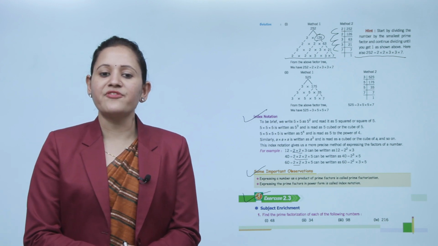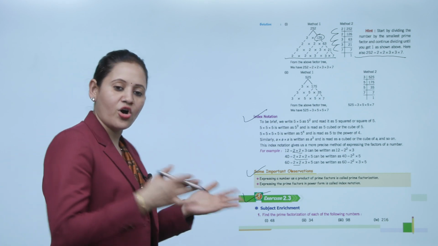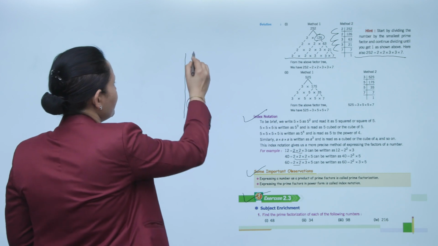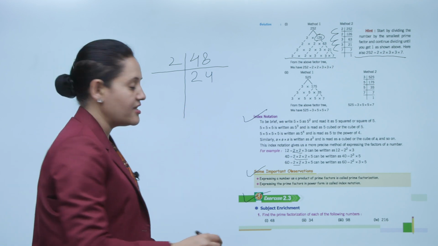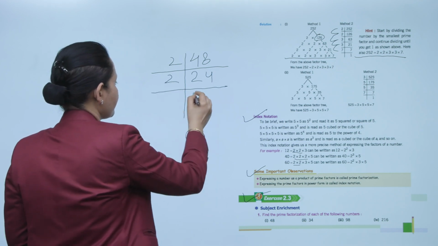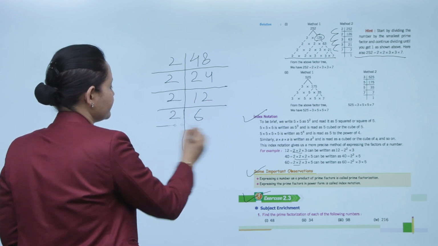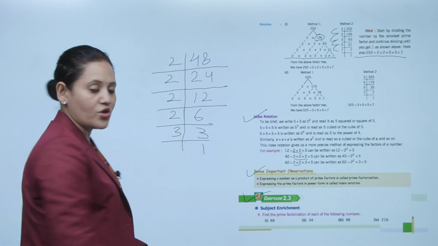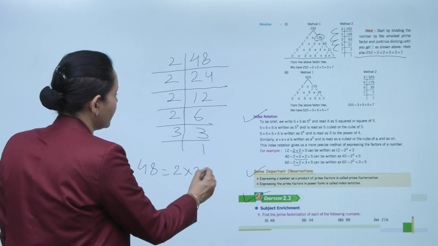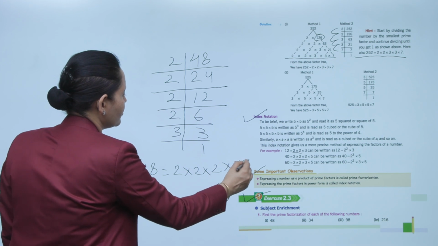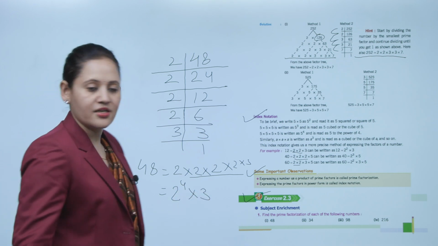Subject enrichment. Find the prime factorization of each of the following numbers. First one is 48. So you can use the factor tree method or the division method. I am using the division method. So 48 divided by 2, 24. Again divide by 2, 12, 6. So the prime factorization of 48 will be 2 into 2 into 2 into 2 into 3, or we can write 2 to the power 4 into 3. Clear?